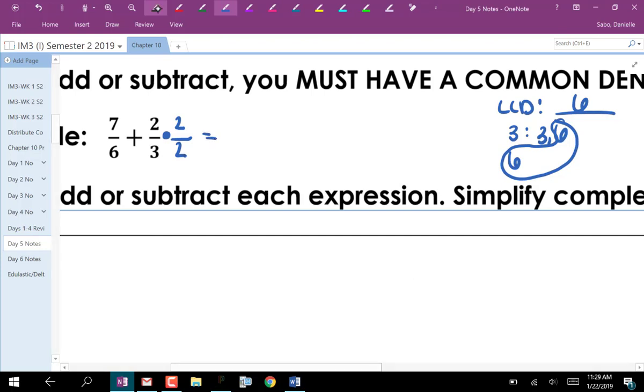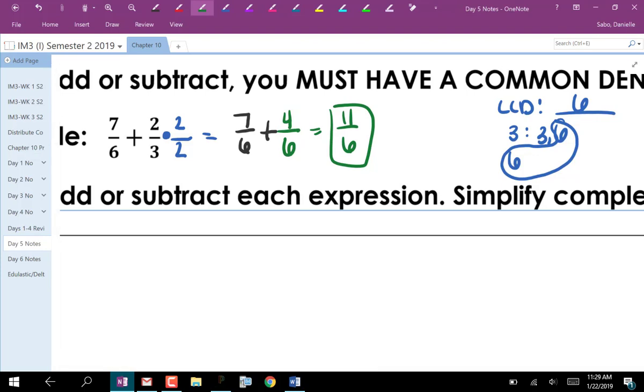So I have 7 over 6 still, because that's what we want. We want the LCD to be 6. Plus now we have 2 times 2, which is 4, all over 6. And now look, now they have a common denominator, and that was the goal. So 7 plus 4 gets you what? 11 over 6. And we're done. We can't reduce it anymore. There's not a number that goes into both 11 and 6, so here we are done.